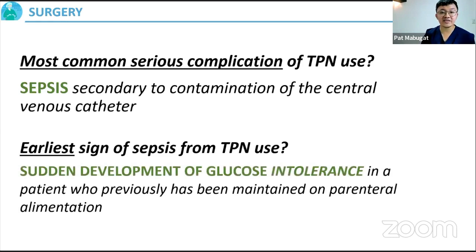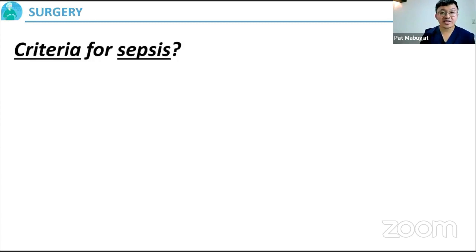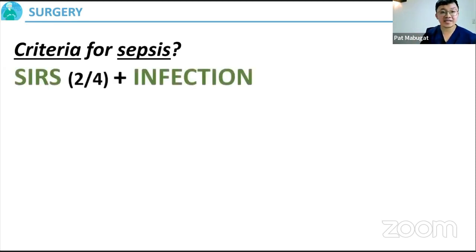The earliest sign is sudden development of glucose intolerance in a patient who previously has been maintained on parenteral alimentation. So what's the criteria for sepsis? So sepsis has actually evolved over time. You have a first criteria for sepsis, the historical one, then it evolved into the sepsis tree later on. But for the purposes of the board exams, we just need to understand the historical or the original descriptions of sepsis. So sepsis is SIRS plus a presumed source of infection.